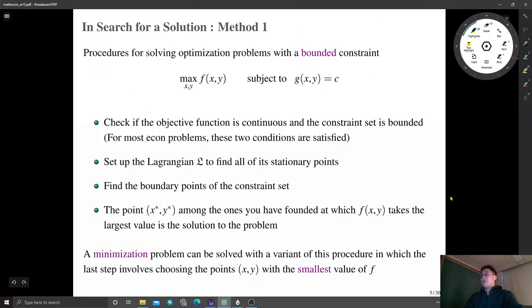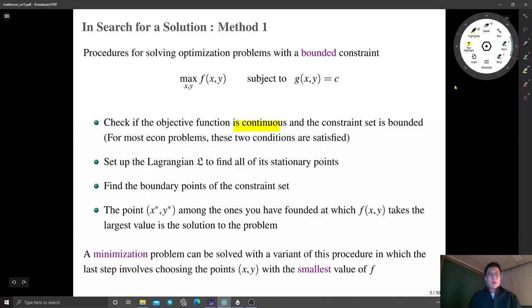Okay? So now we use this theorem to find the solution, so the global max or global min, the solution to this constraint optimization problem. So the procedure is pretty analogous to the closed interval method. So we have to first check whether the conditions are satisfied. So the function we want to maximize is continuous and the constraint set is bounded. So if these two conditions are met, we set up the Lagrangian to find all stationary points.